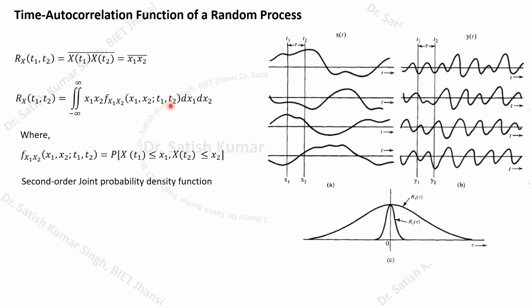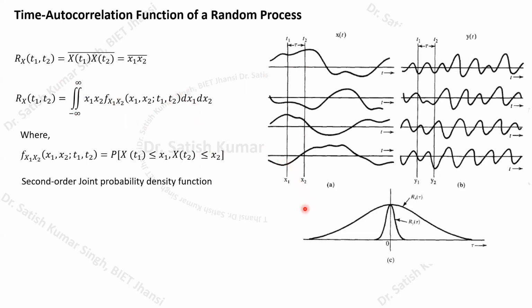What does it mean? It is the joint probability that this particular random process x at t1 is going to take a value less than or equal to x1. At the same time, x at t2 will be less than or equal to x2. So this is the joint probability that this random process is going to take these values. Then we perform this integration from minus infinity to infinity, and then we calculate this random process. This is how we normally calculate the time autocorrelation function of a random process.